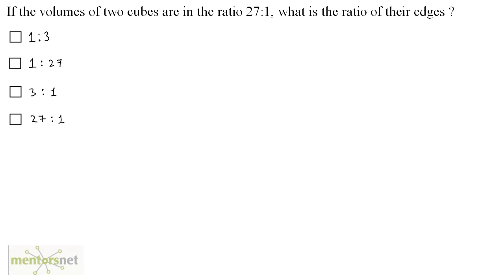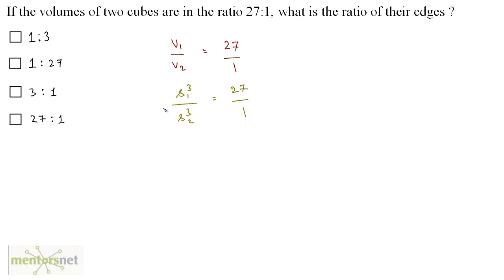If the volumes of 2 cubes are in the ratio 27:1, what is the ratio of their edges? Well, we have been given the ratio of the volumes of 2 cubes. So I can write V1 by V2 is equal to 27 by 1, right? But what is the formula for calculating the volume of a cube? Well, that is side cube. So I can write side cube upon side cube is equal to 27 by 1. Well, I should write it as side 1 cube upon side 2 cube, right?